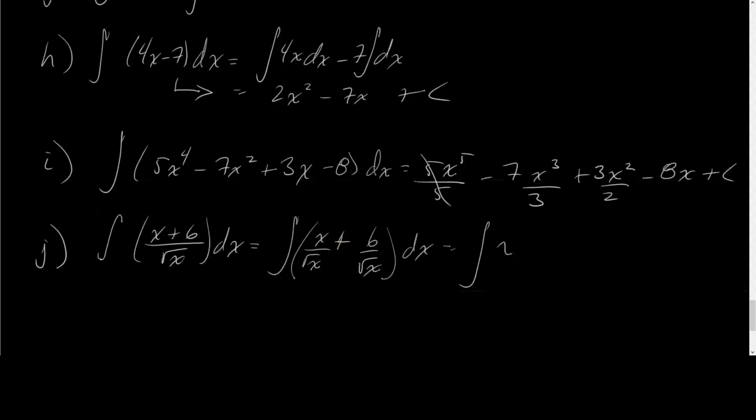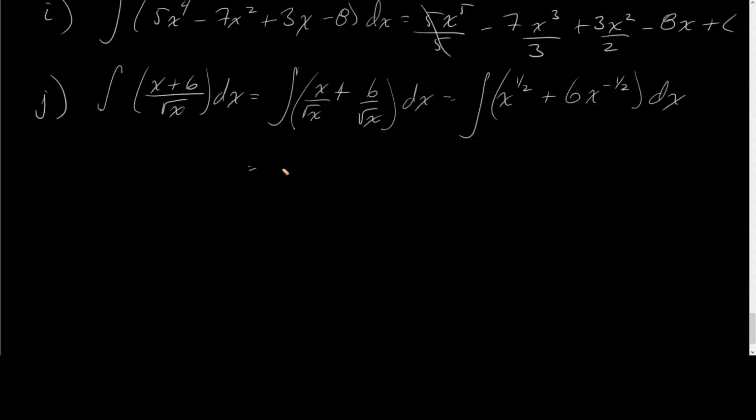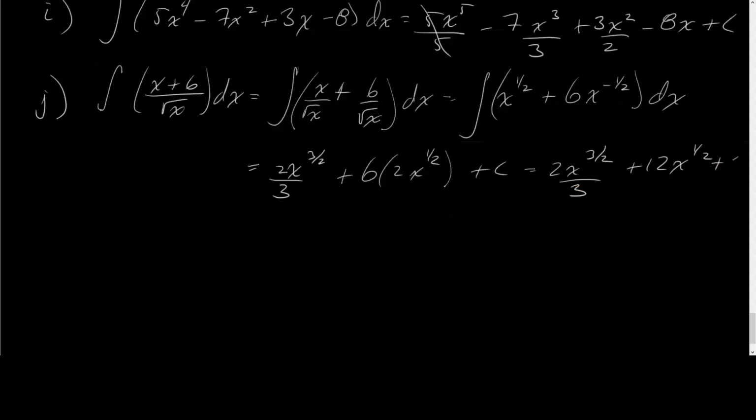Subtract the exponents, and then with 1/2. This one over here, I can write it as 6 to the negative 1/2, right? And then what does that give me? Well, that gives me now add 1 to the exponent, x to the 3/2 divided by the new exponent, but dividing by a fraction is the same as multiplying by the reciprocal, plus 6, and then add 1 to the exponent, multiply by the reciprocal, right? Divide by the fraction. So really this gives me 2x to the 3/2 over 3 plus 12x to the 1/2 plus c.